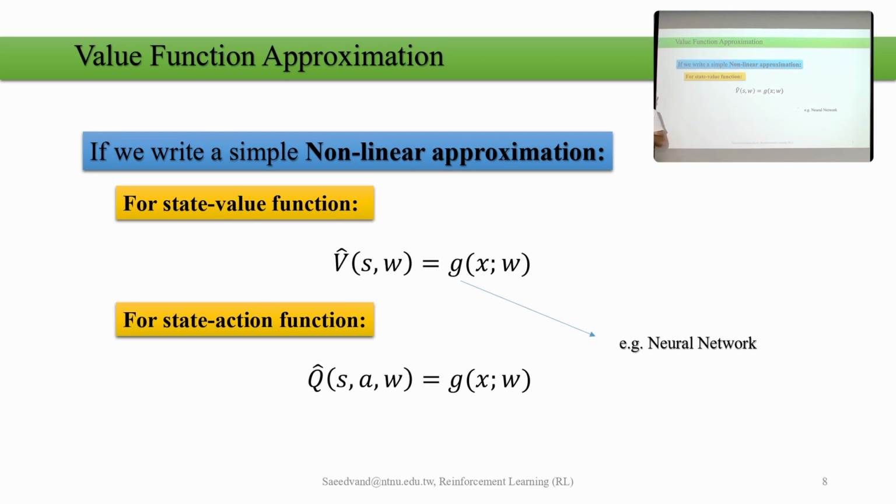Whenever you see this g over here, it means that we are going to put a neural network there that, based on the features I have, finds some weights w for me, for a network whose objective is to estimate the value. The other one is to estimate the q value. The same g, but here we consider the actions there too.